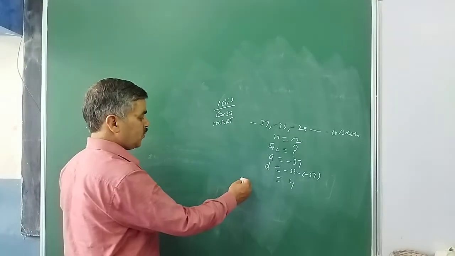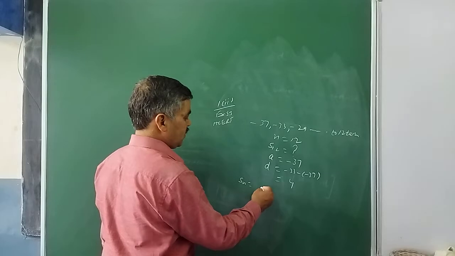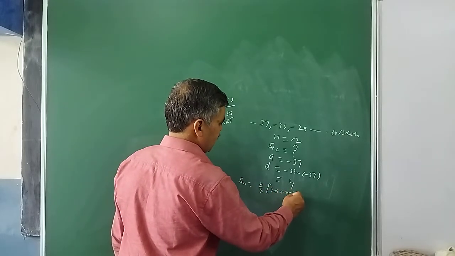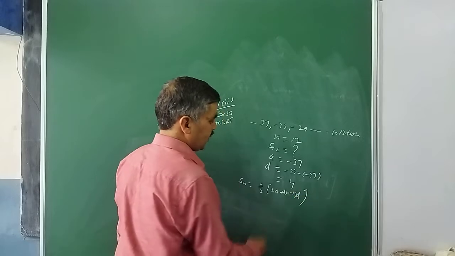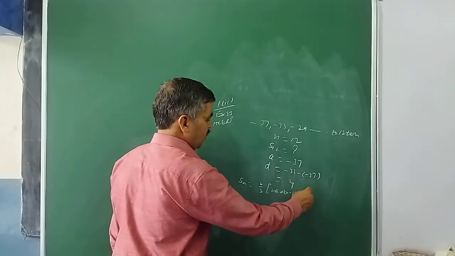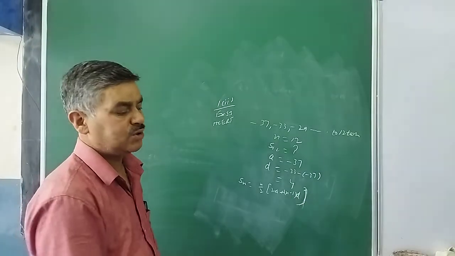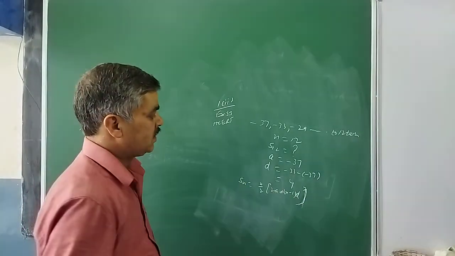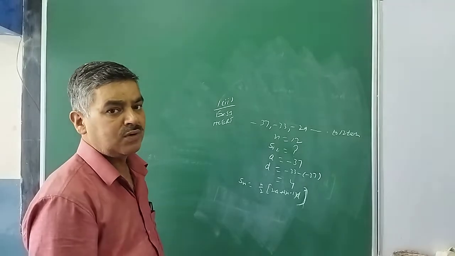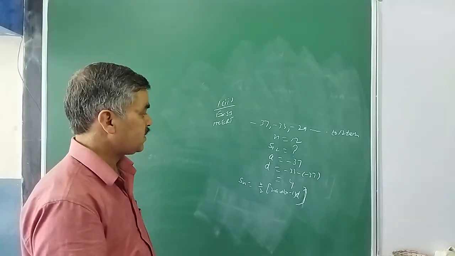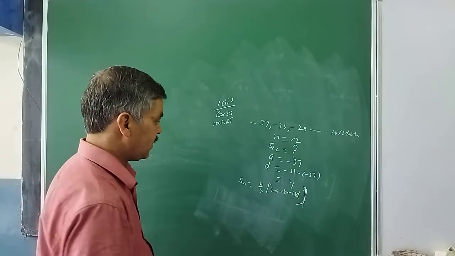Now use the formula Sn is equal to n by 2 into 2a plus n minus 1 into d. Keep on writing the formula, not one time but 10 times. So you definitely will become the master of all these things, if you are in the habit of doing written practice as many times as possible.